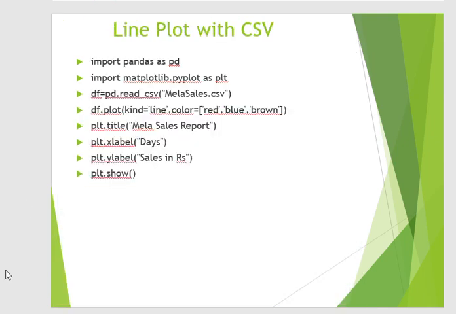Now line plot with a CSV file. We can even use a CSV file. The CSV file in this case is mail sales. Now we are importing pandas and matplotlib. Then we are reading the file, so values are read from the file. This time we are plotting a line graph. Colors we are using are red, blue and brown, so there will be 3 colors. The title will be mail sale reports, with days and sales in rupees.